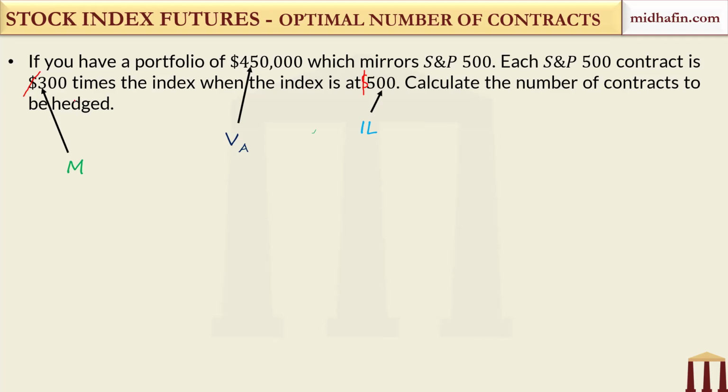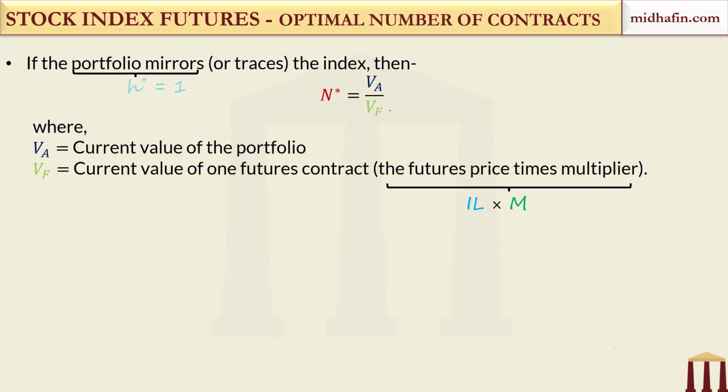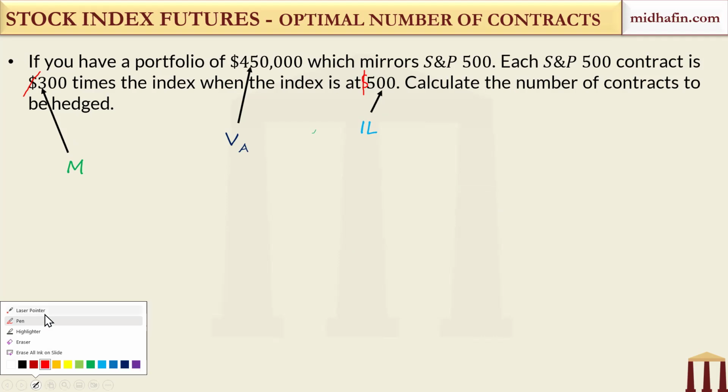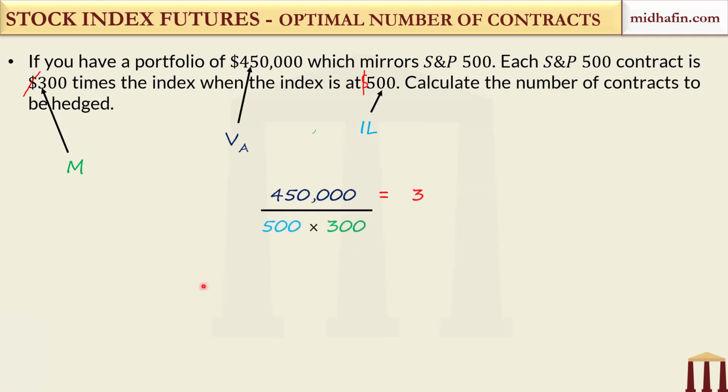So I've given you M, VA, and IL. You have to use this formula VA by VF, where VF is this IL times M. So please send your answers quickly. Three? Okay, everyone is getting three. Correct. So it is VA divided by VF, which is 3.